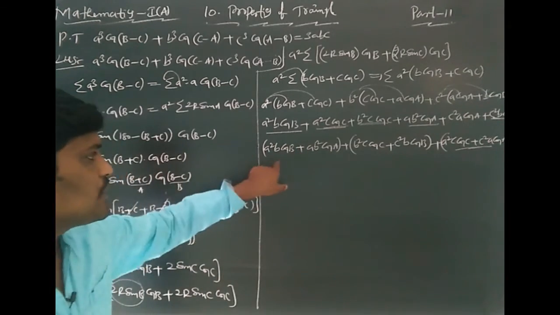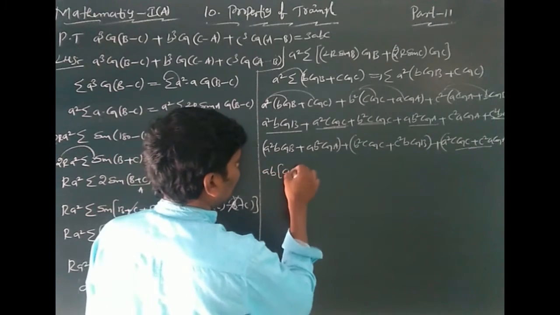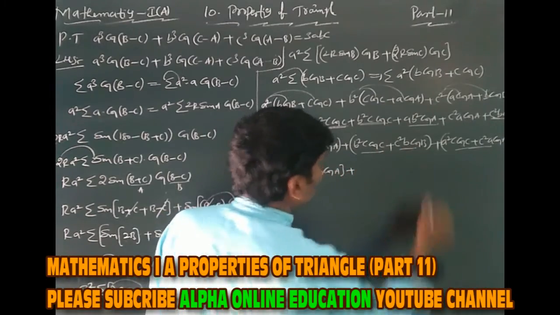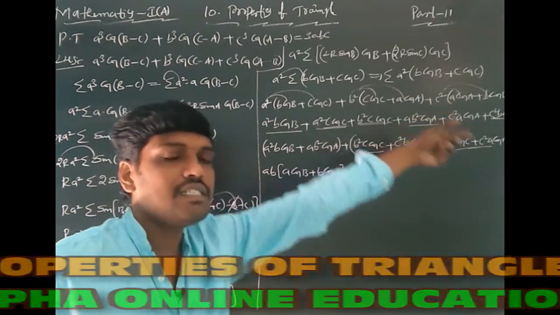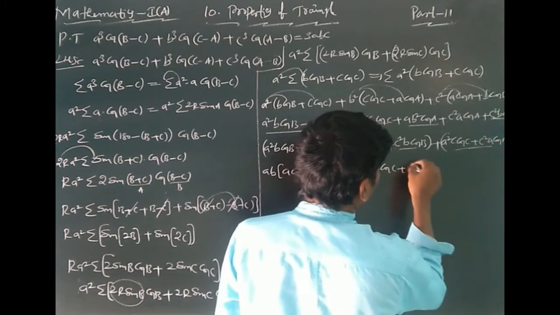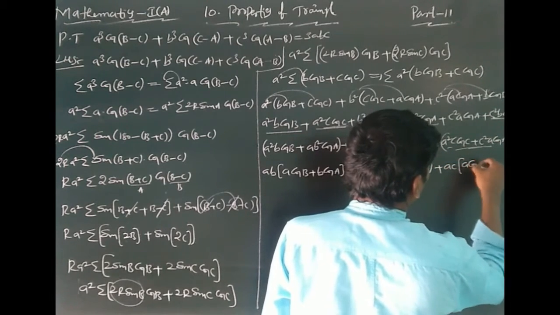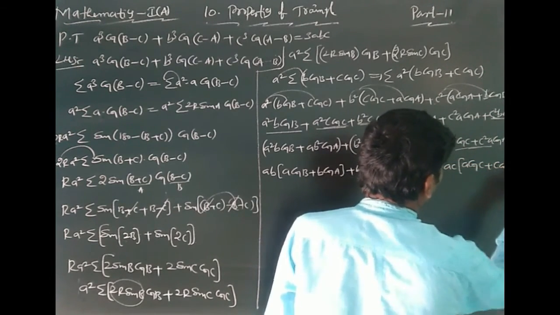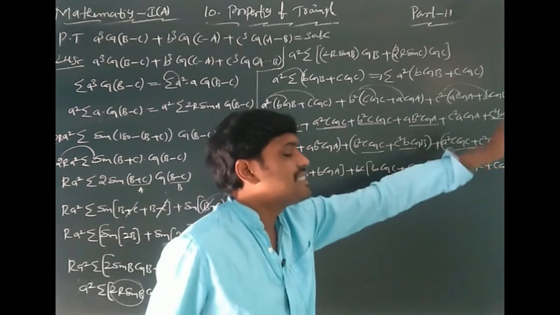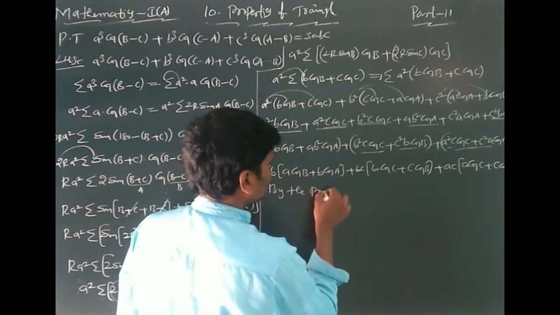In the first 2 terms, ab gets common. You get ab into a cos b plus b cos a. In the next 2 terms bc gets common. Remaining b cos c plus c cos b. In the last 2 terms ac common: a cos c plus c cos a. Understood? Now by the projection rule, which rule? By the projection rule.